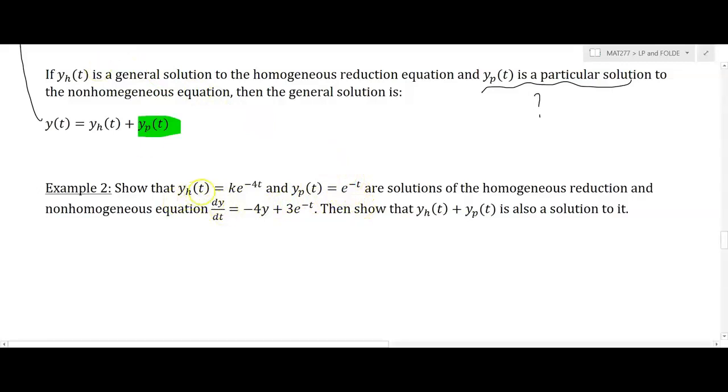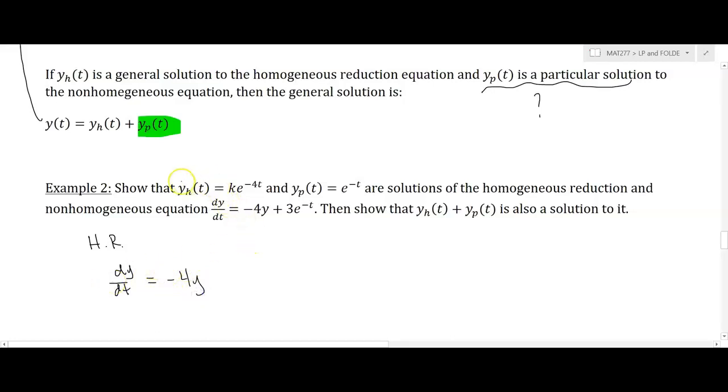So show that y sub h and y sub p are solutions of the homogeneous reduction and non-homogeneous equation dy dt equals negative 4y plus 3e to the negative t. So the homogeneous reduction of that would just say omit the 3e to the negative t term. Here's my a of t, here's my y. So let's just focus on this equation right here.